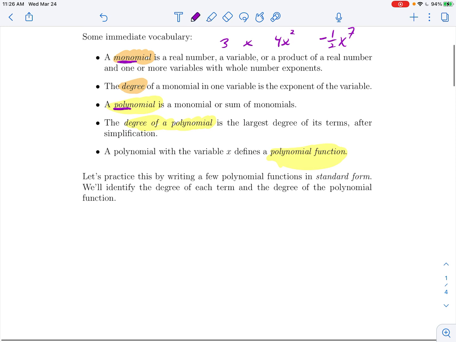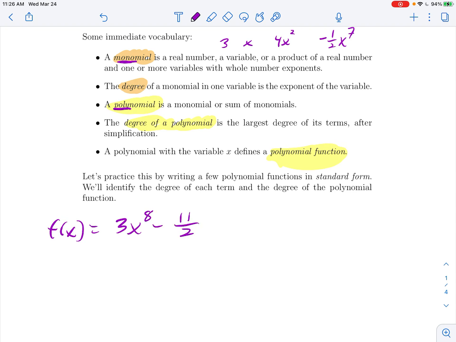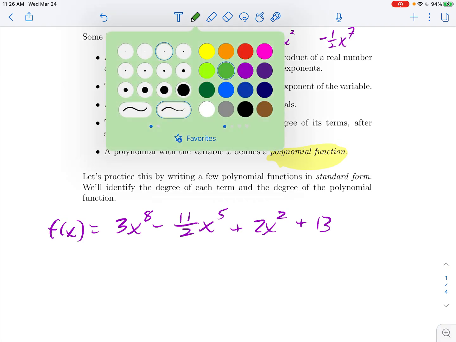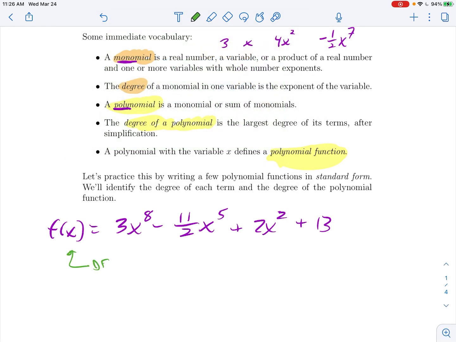So just as a simple example, I might have something like f of x is 3x to the 8th minus 11/2 x to the 5th plus 2x squared plus 13. This is a polynomial. 4 terms, that's what we call what we add or subtract, each one of which is a monomial. Degree 0, degree 2, degree 5, degree 8. We would say that the whole function has degree 8. That's the biggest degree we see.